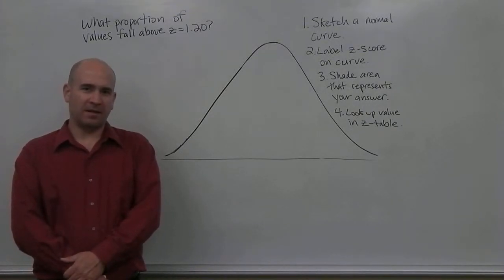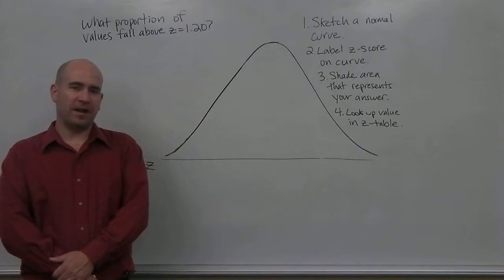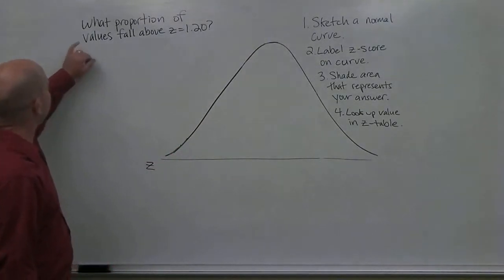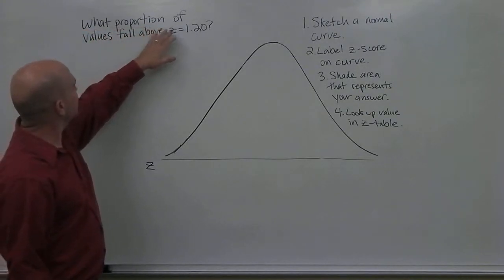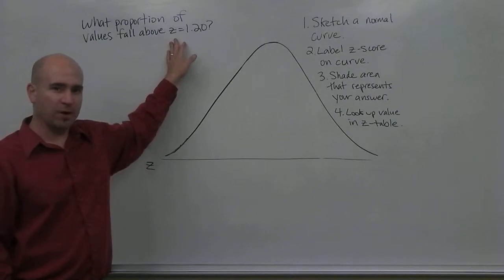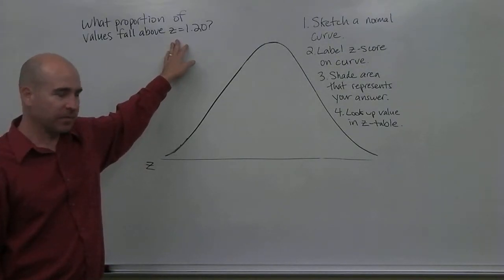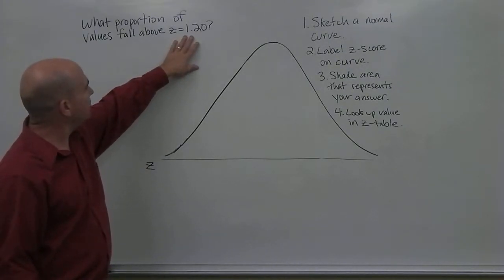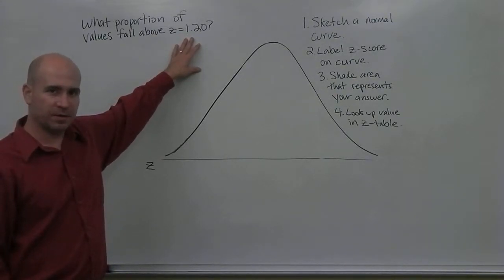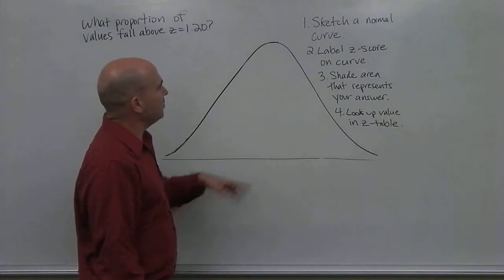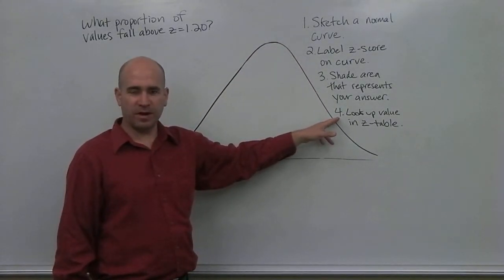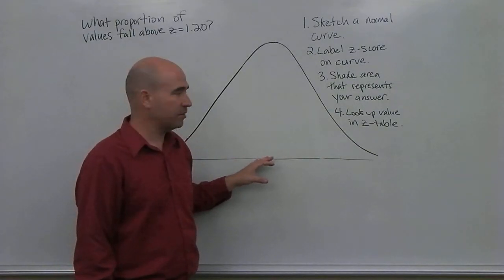In this problem, I'd like to solve for an area under the curve. The question specifically is, what proportion of values fall above a z of 1.20? Now I've written down the steps here, what I recommend you do whenever you try and solve for an area under the curve.